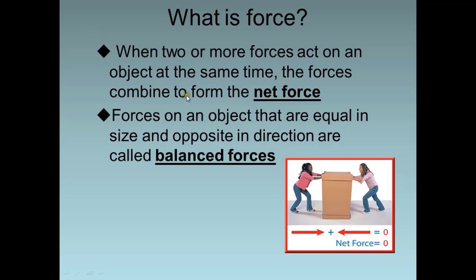So here, when two or more forces act on an object at the same time, the forces combine to form the net force. And also we can see from this that forces on an object that are equal in size and opposite in direction are called balanced forces. So you can say that they are equal in size and opposite in direction, and hence they are called balanced forces.